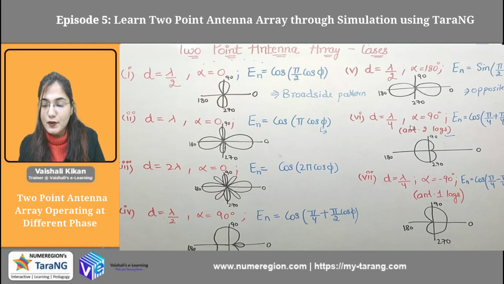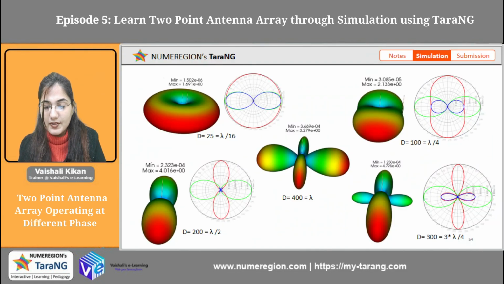For lambda by 4 also I can have the radiation pattern which will be looking like this. Okay, so for distance is equal to 2 lambda, our radiation pattern will be looking like this. En will be cos 2 pi cos of phi. For lambda by 2, alpha is equal to 90. We have already observed its radiation pattern in the 3D. So it will be having En is equal to cos of pi by 4 plus pi by 2 cos of phi. So you can see the varying distance and the radiation pattern if I change the distance between the two antennas.